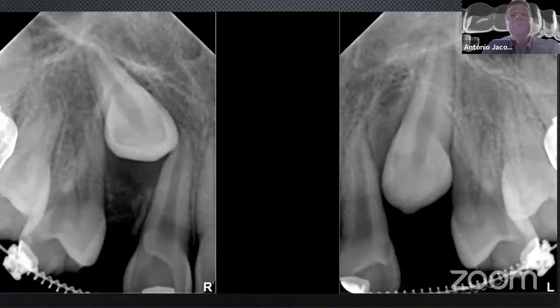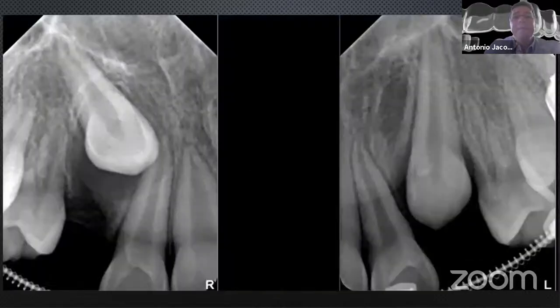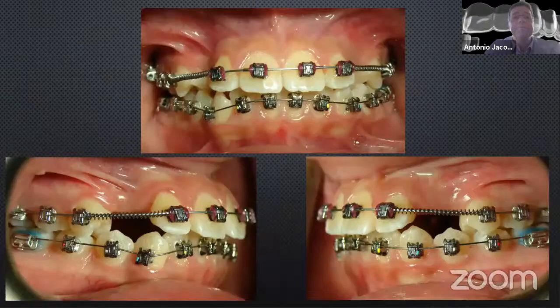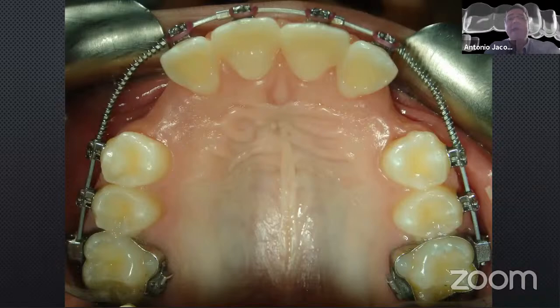So this is what we are doing, and we are opening the spaces, and on the left side the canine is coming well, but on the right side it is still impacted. And then we just open more space and try to understand if these canines will erupt passively. So at this time we have to be very patient and wait for the canine to erupt, and maybe this will take longer, but we have to be patient.